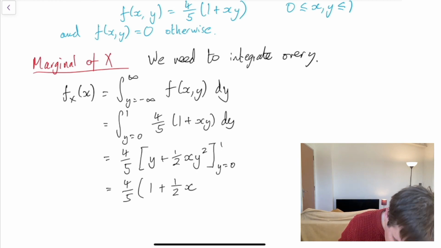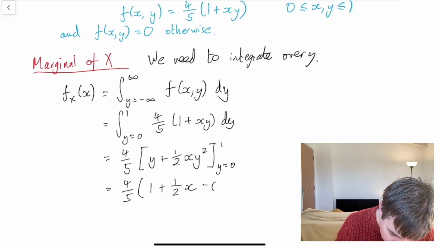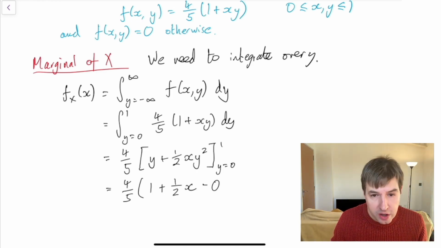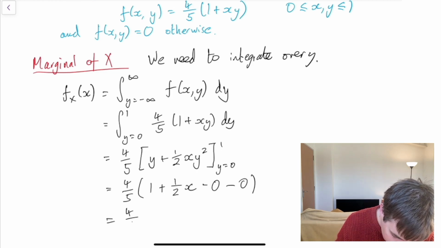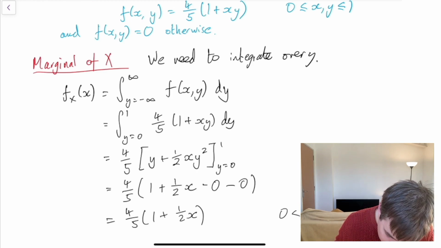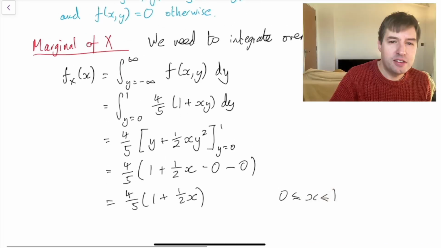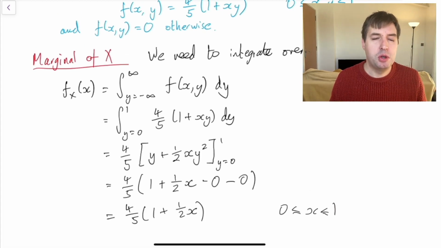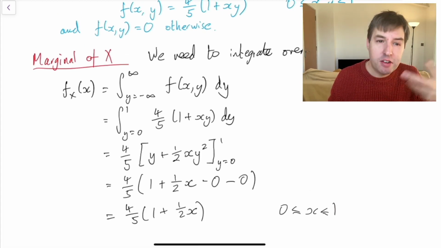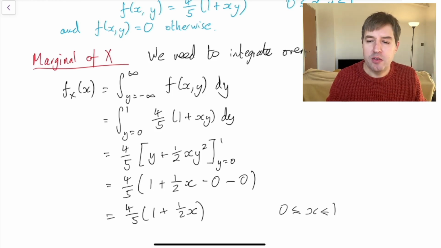Then if we evaluate it at 0, y is 0. That half x times y squared, y is 0, so y squared is 0, so that's all 0. So we get 4/5 (1 plus a half x), and that is, of course, for x between 0 and 1. You can't see that because my face is in the way, for x between 0 and 1. So that has found the marginal distribution of x, which we have found by integrating over y. Similarly, we could find the marginal distribution of y by integrating over x.